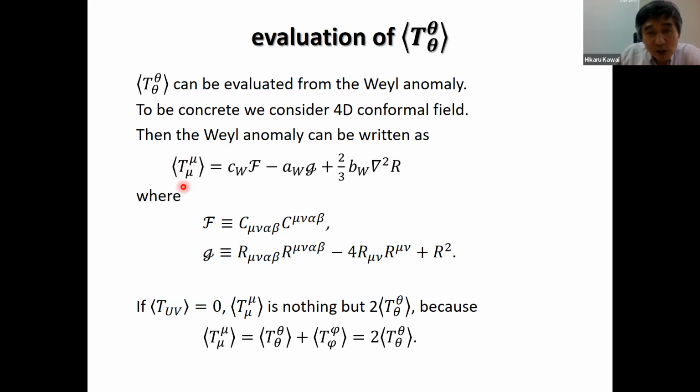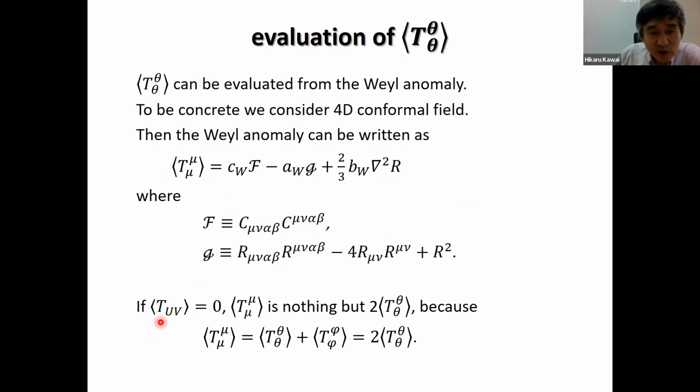The trace of the energy momentum tensor is proportional to Weyl tensor squared, and G is the Gauss-Bonnet term, and this is the D'Alembertian of the scalar curvature. These coefficients A, B, and C are called central charges.